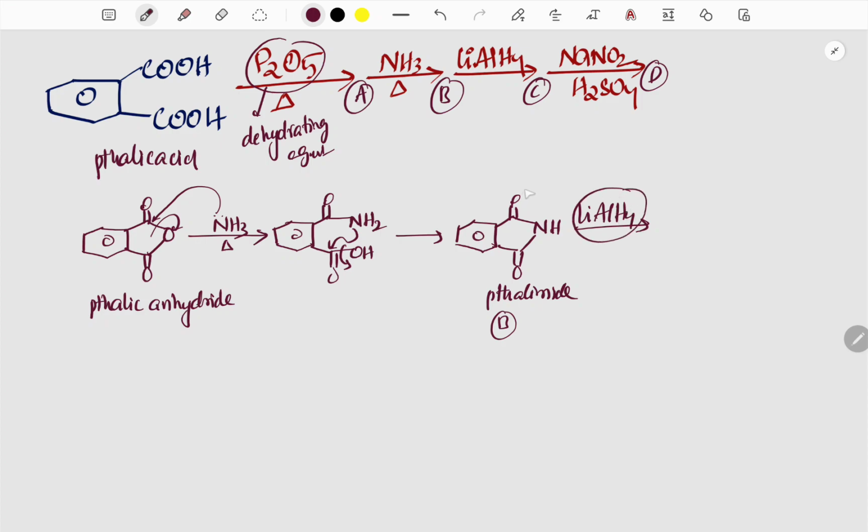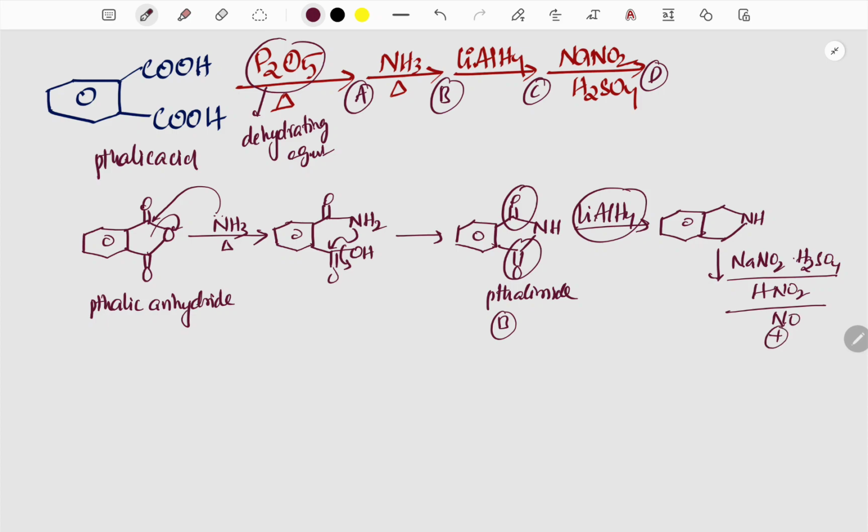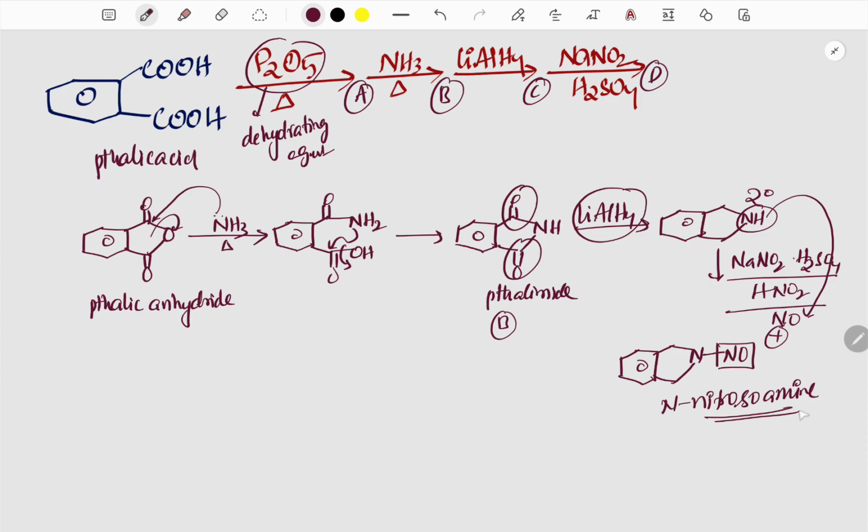LiAlH4, a strong reducing agent. So the amide functional group will be converted into amine. Now this amine is treated with NaNO2 and H2SO4. From this we get HNO2, and from this we get NO+. NO+ is an electrophile and it is a secondary amine. Therefore the N lone pair attacks the electrophile, and finally it gives N-nitrosoamine.